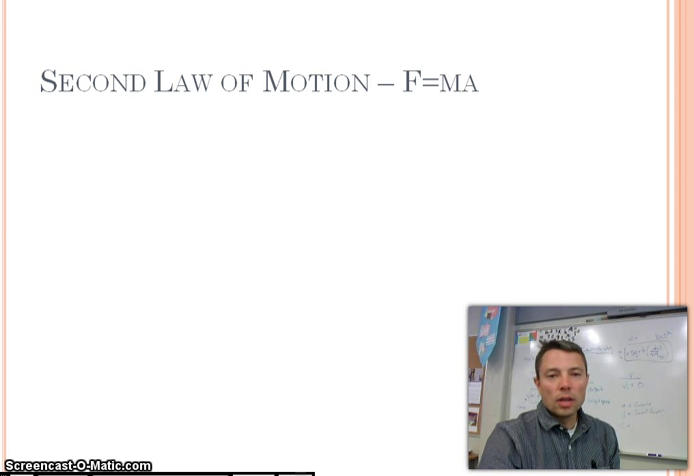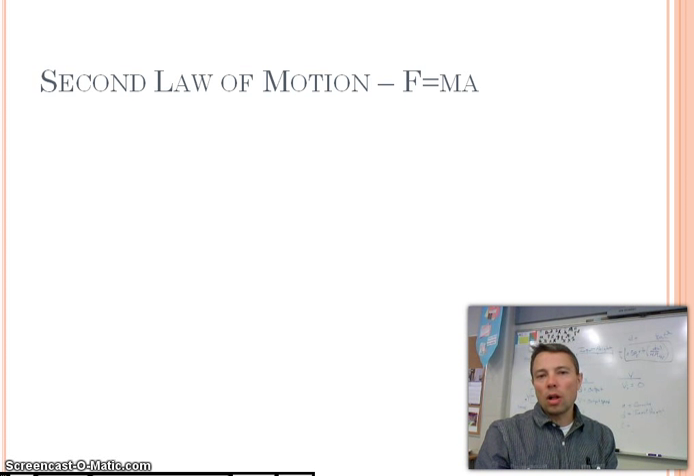Next segment, second law of motion. Okay, so the second law of motion is the relationship that really is the key relationship to all of the laws of motion. It's the one that gives us our equation, and it's a new equation on our board, so it's the next one in our order.